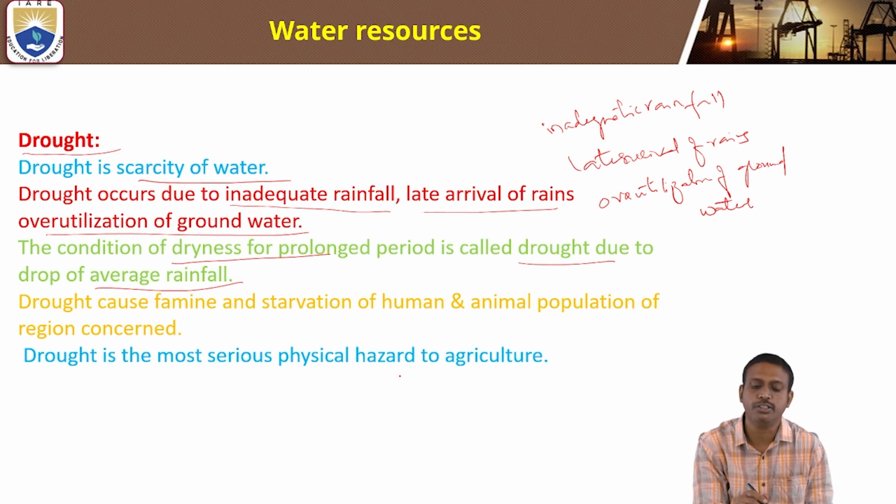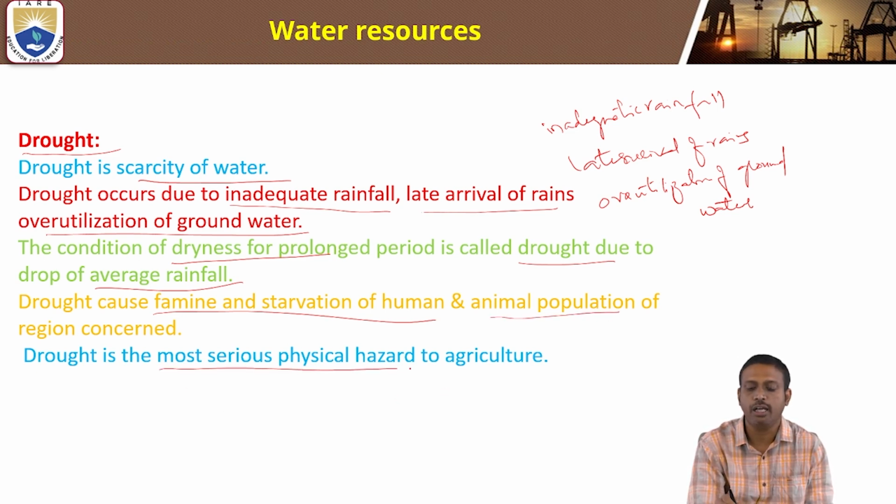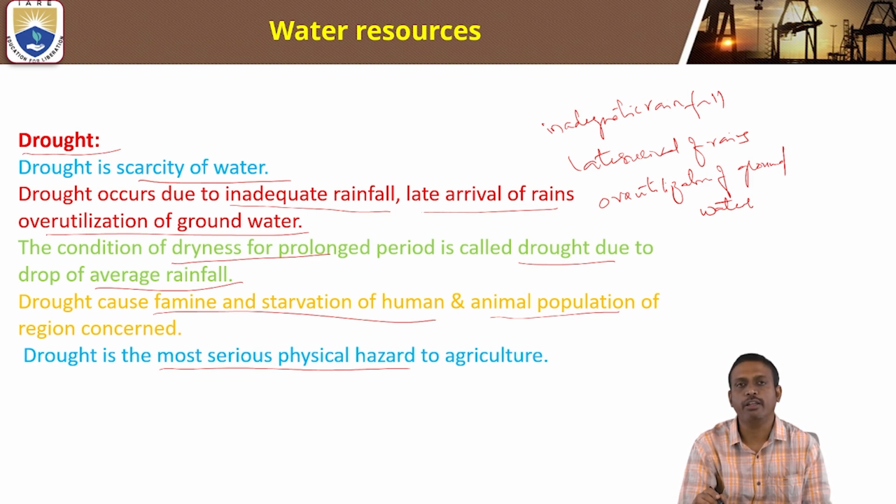Okay, drought causes famine and starvation of human life and animal population of the region concerned. Drought is the most serious physical hazard to agriculture. Because of drought, the major affected are the farmers. Because of this, agriculture has been affected.